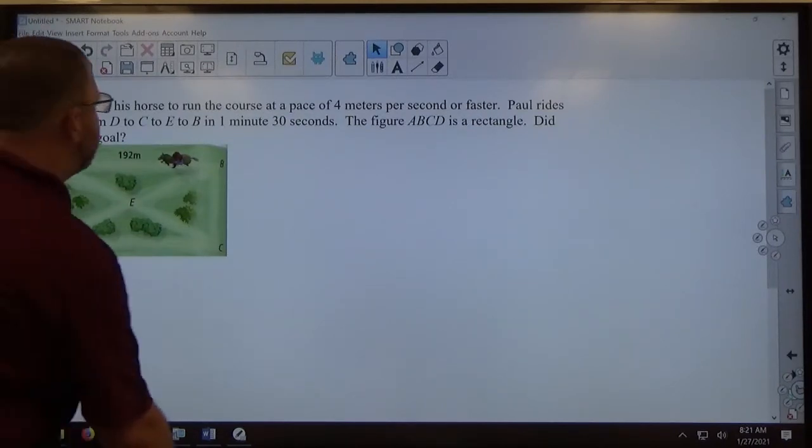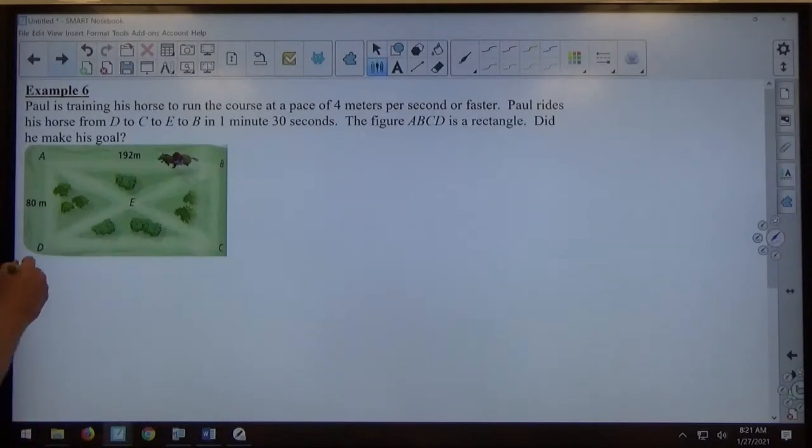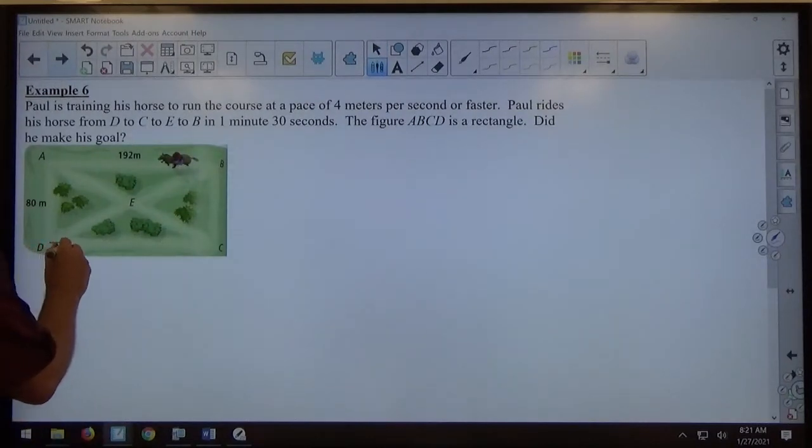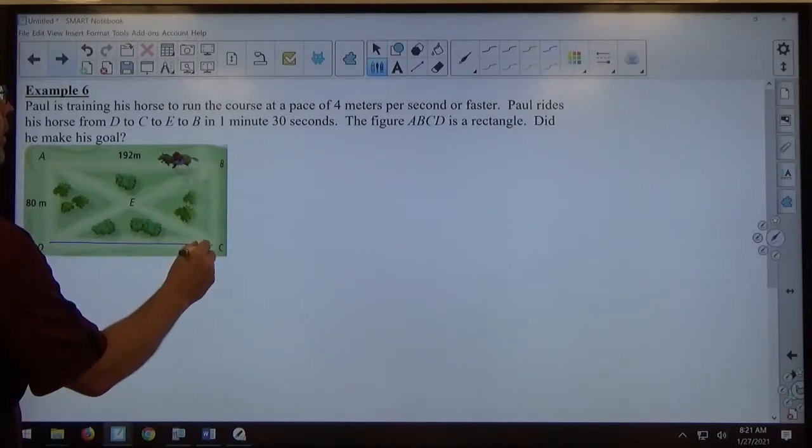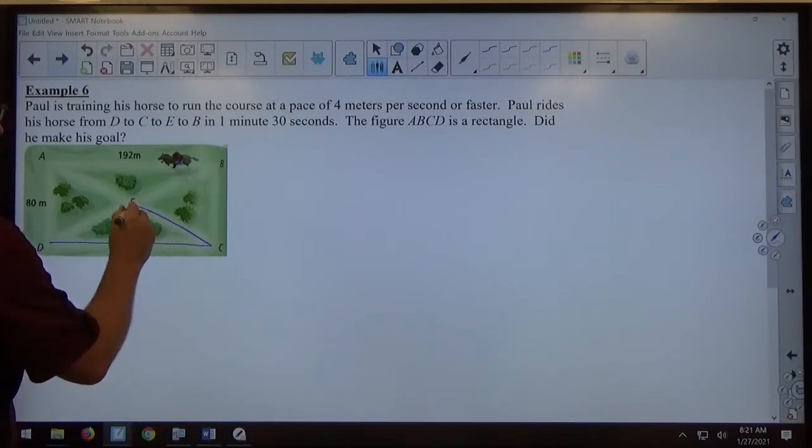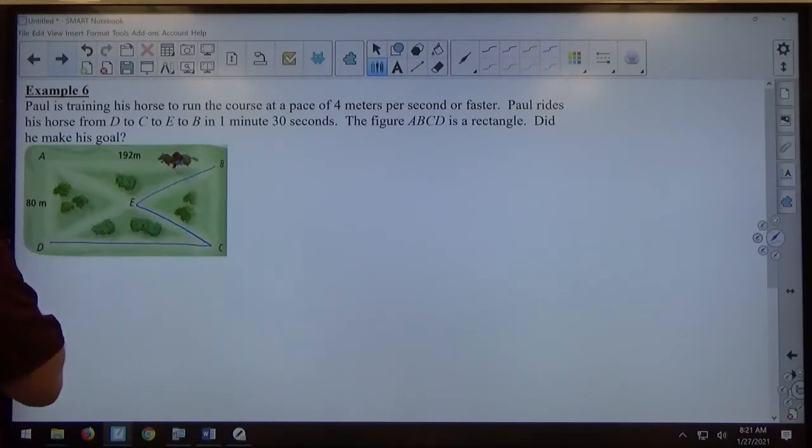So let's plot his course. So he goes from D to C to E to B. So that's his course that he's going to run. He wants to go 4 meters per second or faster. It takes him 1 minute and 30 seconds to go that distance. So first off, let's look at how far did he go.